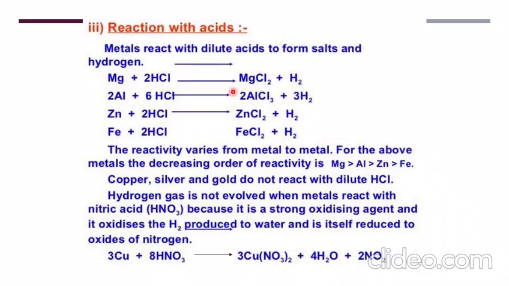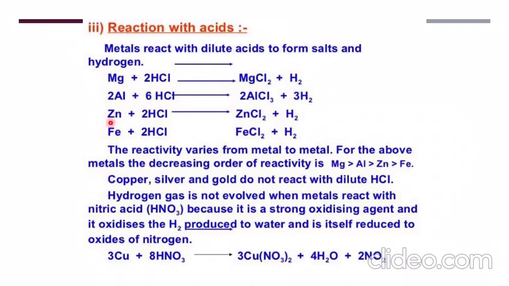Now next is aluminium. Aluminium reacts with dilute hydrochloric acid slowly in the beginning because the surface of aluminium is already covered with a protective layer of aluminium oxide. However, after this layer gets dissolved in acid, the reaction becomes fast as the attack now takes place on the fresh aluminium surface. The reaction is Al plus HCl, forming aluminium chloride plus hydrogen gas.